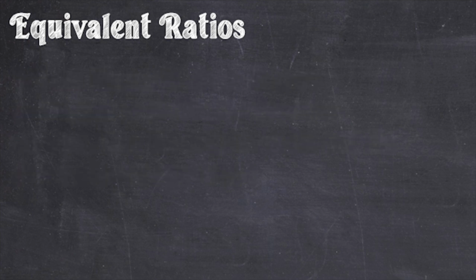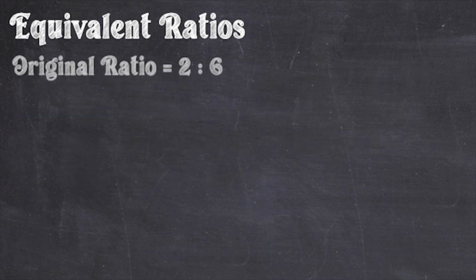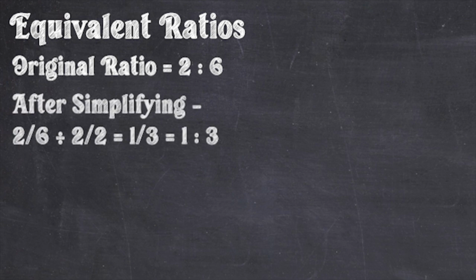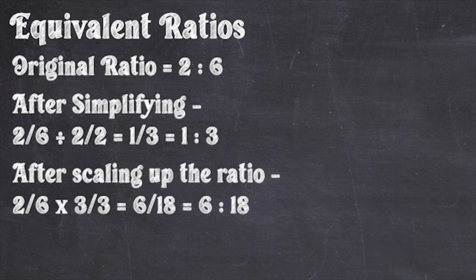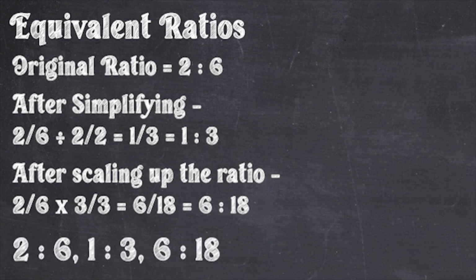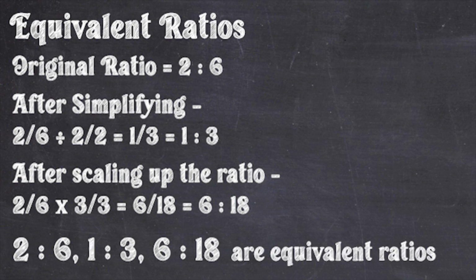In the example with Bonnie and her marbles, the original ratio was 2 to 6. When we simplified it, we got the ratio 1 to 3. When we scaled it up to include her 2 friends, we got the ratio 6 to 18. So the 3 ratios, 2 to 6, 1 to 3, and 6 to 18, are all equivalent ratios.